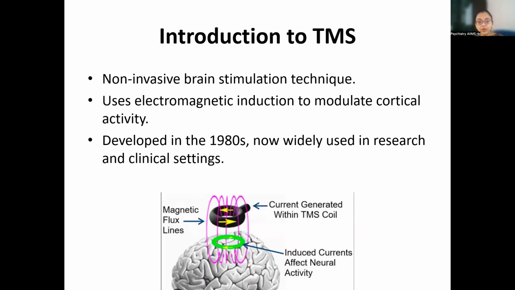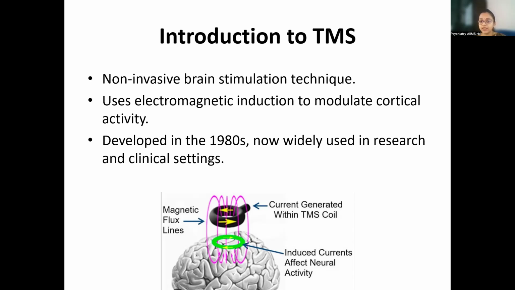Thank you, sir. So TMS is a non-invasive brain stimulation technique. It uses electromagnetic induction to modulate cortical activity. What is a common misconception is that it is the magnetic currents or magnetic stimulation of the brain. But actually what happens is that the changing magnetic field induces currents inside the brain cortex. So the brain cortex, being a conductor of electricity, acts as a base where the induced currents can move, and thereby bringing about the changes which help in therapy purposes.